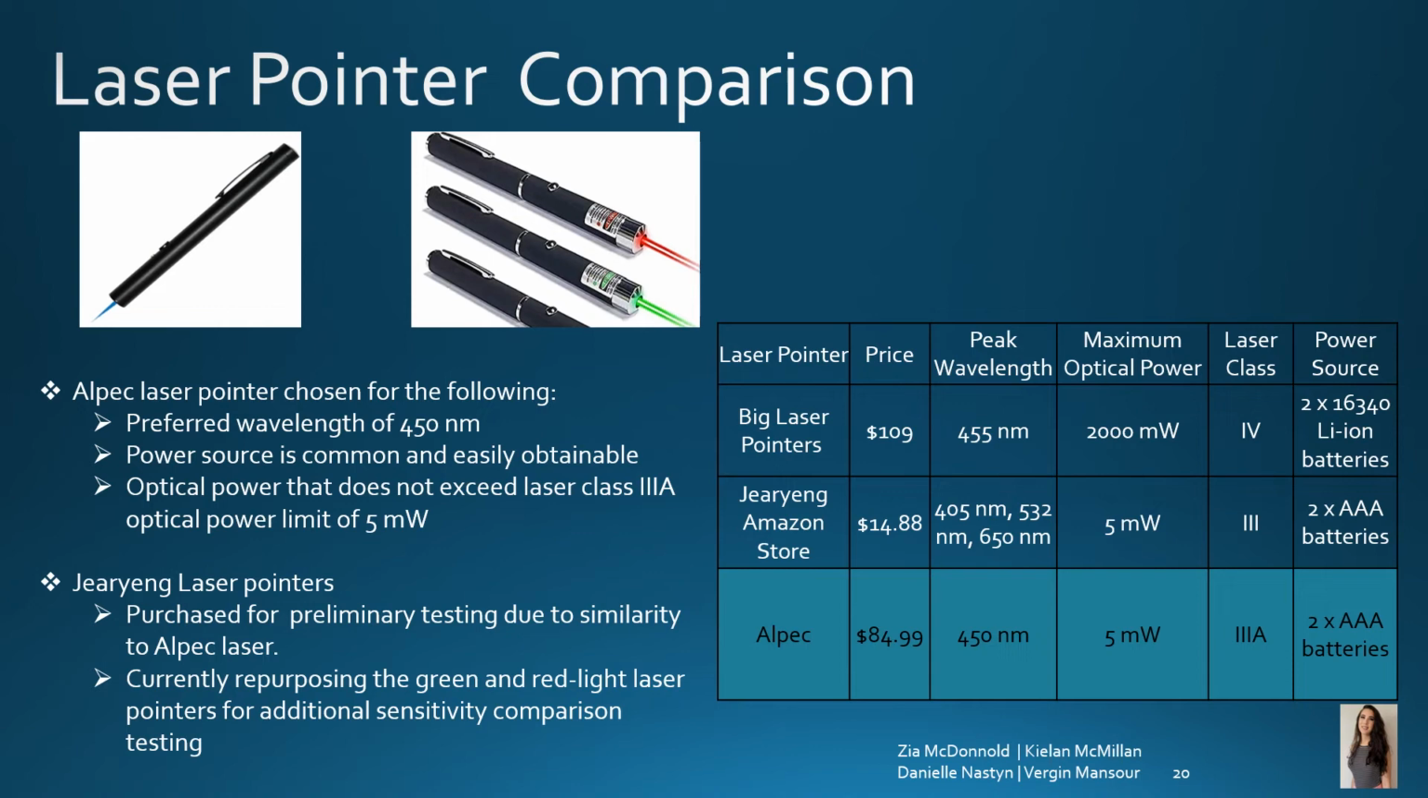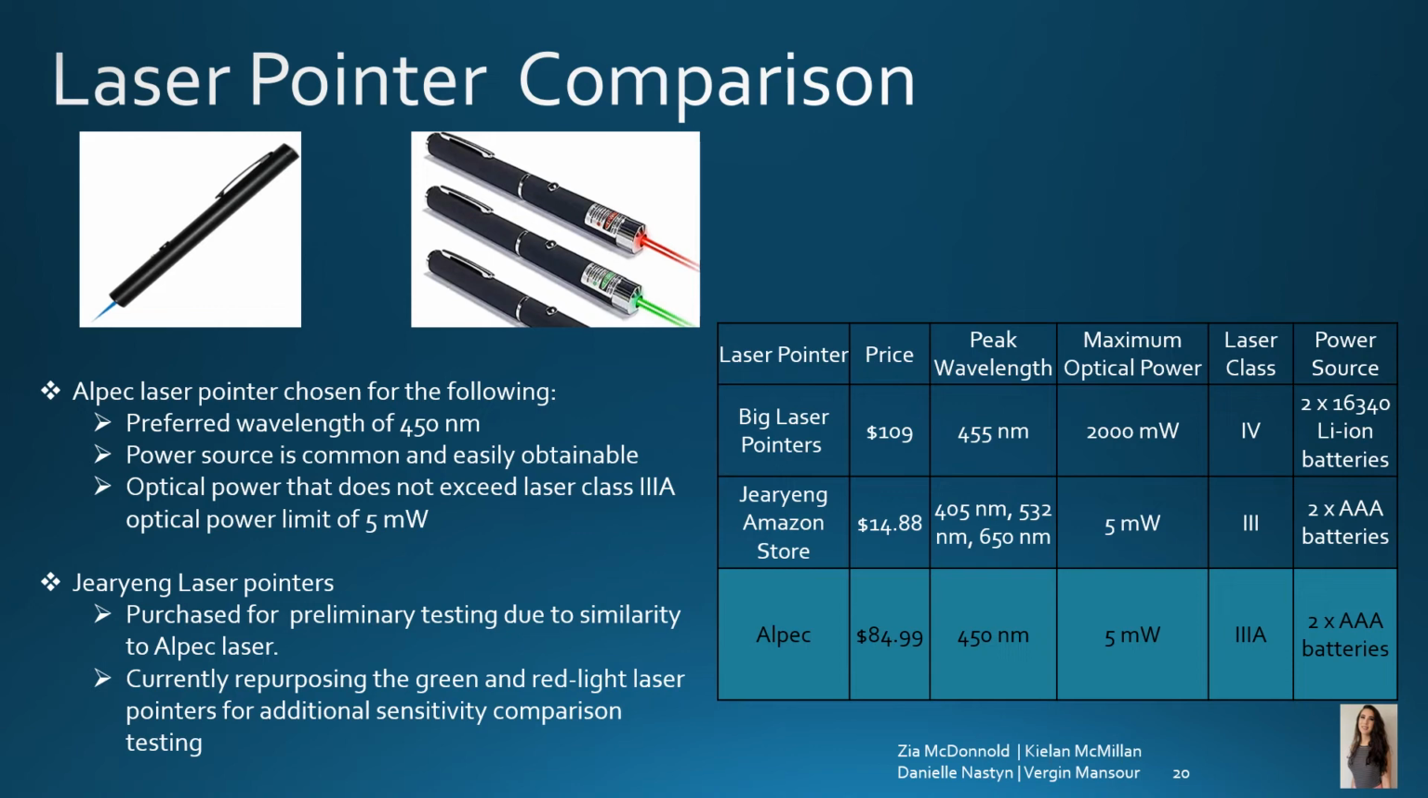In comparison to the big laser pointers brand, at a maximum optical power of 2000 milliwatts, earning it the highest laser classification. At this power, serious injury and permanent damage can result just by indirectly looking at the beam.